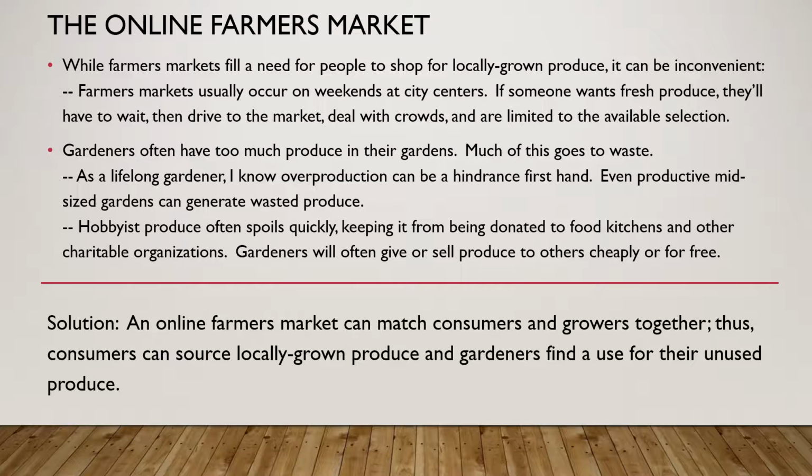Garden produce, as opposed to stuff you get at the grocery store, spoils really quickly, so I can't really bring it down to the food kitchen or anything like that. I would be more than willing to give my vegetables away for free if someone would just come get it or let me know. So my solution to this was to create an online farmers market to match consumers and growers together. That way, consumers can source locally grown produce, and gardeners can find a use for their unused produce. It won't go to waste.